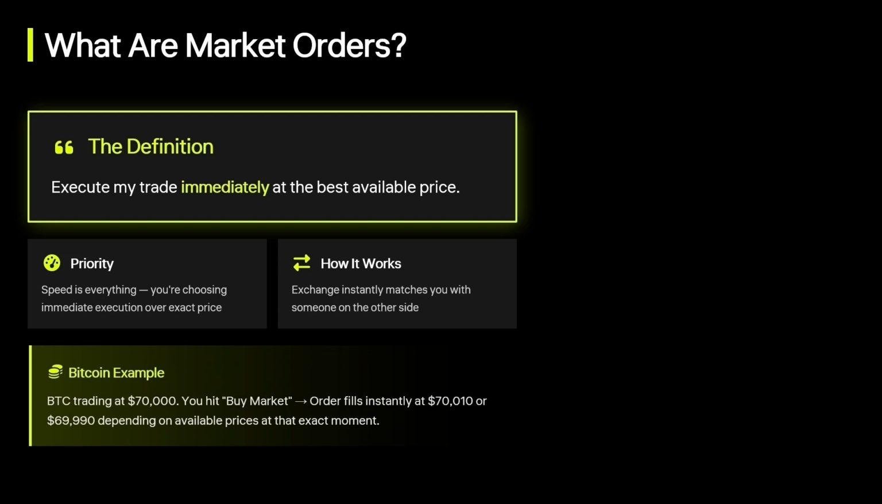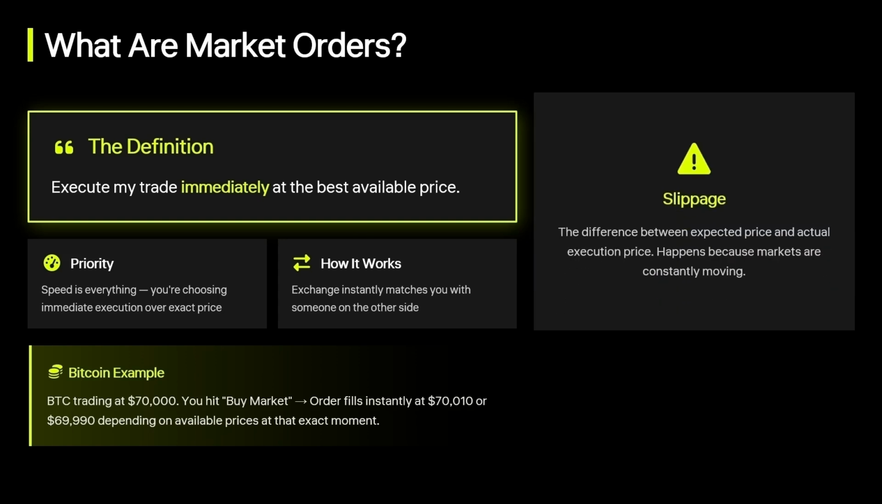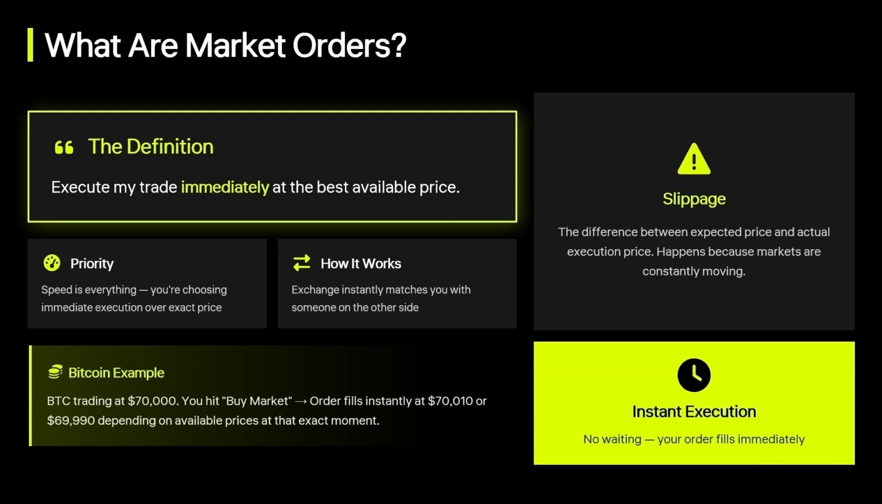For example, let's say Bitcoin is trading around 70k. You hit buy market, your order gets filled instantly, but maybe at $70,010 or $69,990, depending on what prices are available at that exact moment and the size of your order, of course. This difference is called slippage. And it happens because markets are constantly moving and you match only the next available limit order. And like we said, your order will be instantly executed.